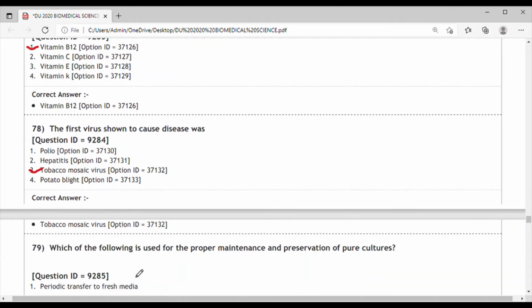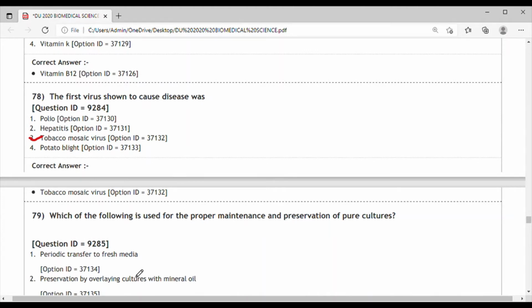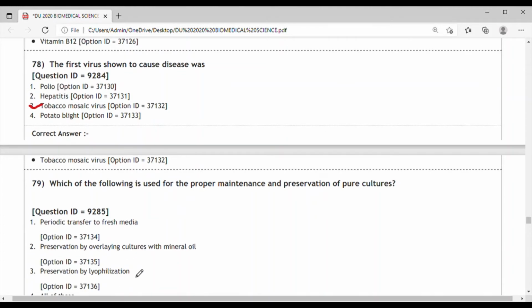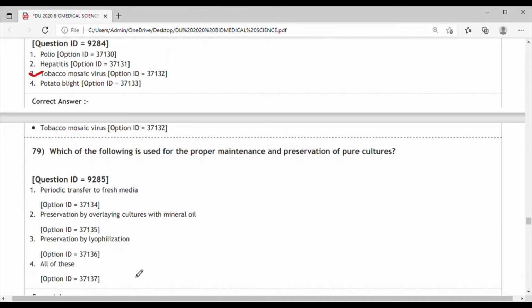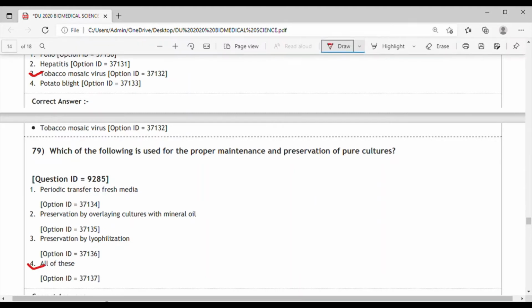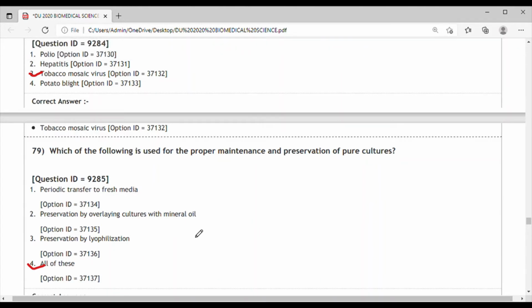Next question, question 79. Which of the following is used for the proper maintenance and preservation of the pure cultures? Option 1, periodic transfer to the fresh media. Option 2, preservation by overlaying cultures with the mineral oil. Option 3, preservation by the lyophilization. Option 4, all of these. The correct answer for this is the option 4, that is all of these. We need to do all the 3 steps to maintain properly and the preservation of these pure cultures.